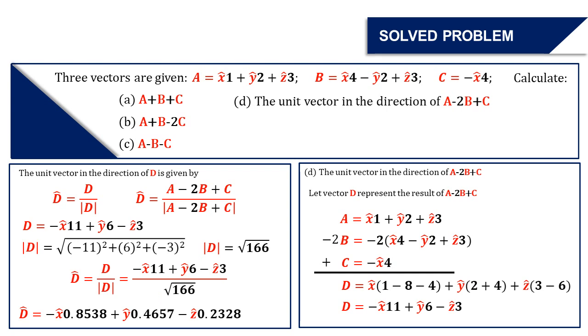Then, gamitan natin ng calculator, yung ating unit vector is now equal to negative x hat times 0.8538 plus y hat times 0.4657 minus z hat times 0.2328. And that is the unit vector in the direction of a minus 2b plus c. Okay?